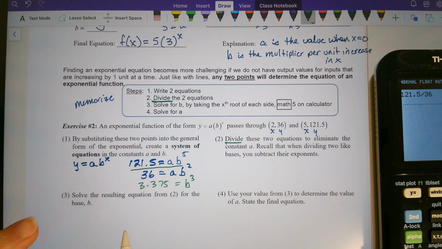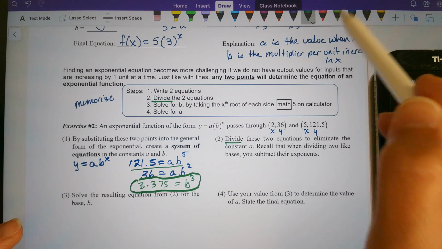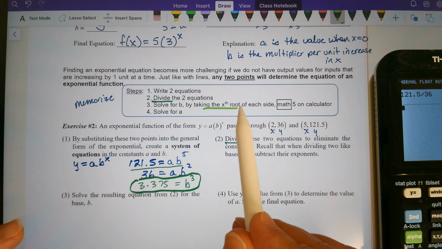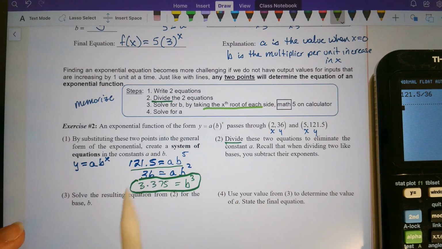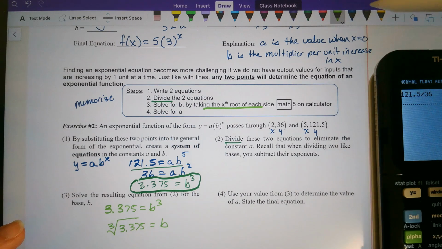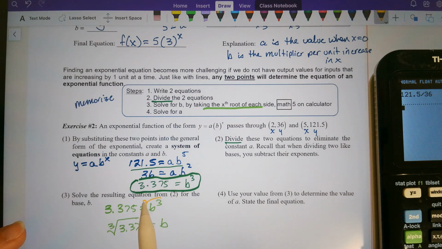Step 3 says to solve the resulting equation from 2, which is here, for the base b. And how do we do that? We do that by taking the x root of each side. In this case, we have 3.375 equals b to the third, and we will take the third root of 3.375. That's what we're doing. So we're taking the third root of both sides. The cube root of b to the third is simply b.